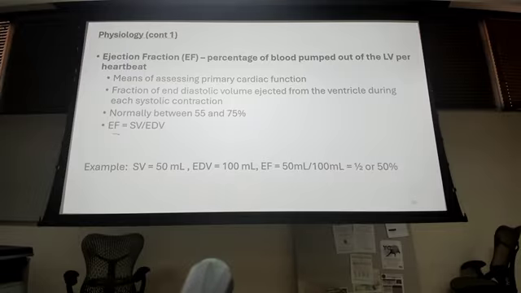Okay. So the way you calculate it is your EF is your stroke volume divided by your end diastolic volume. Okay. And there's another way to kind of break that down, but the simple math is how much blood left divided by how much you had to begin with, okay? And it gives you that percentage there.